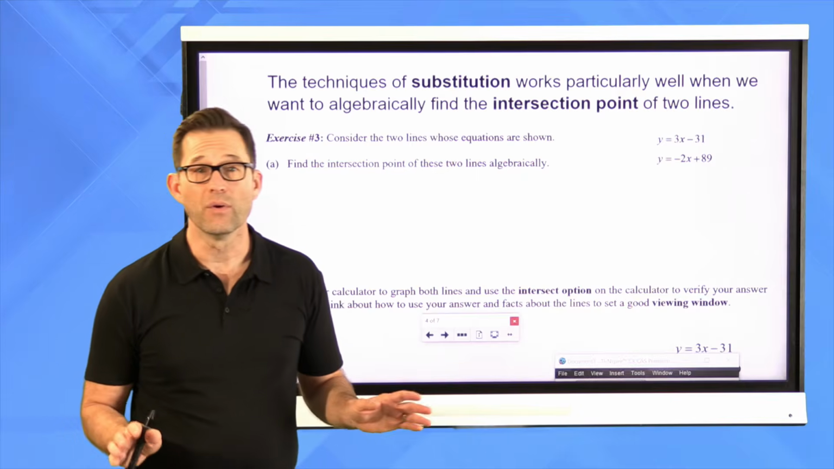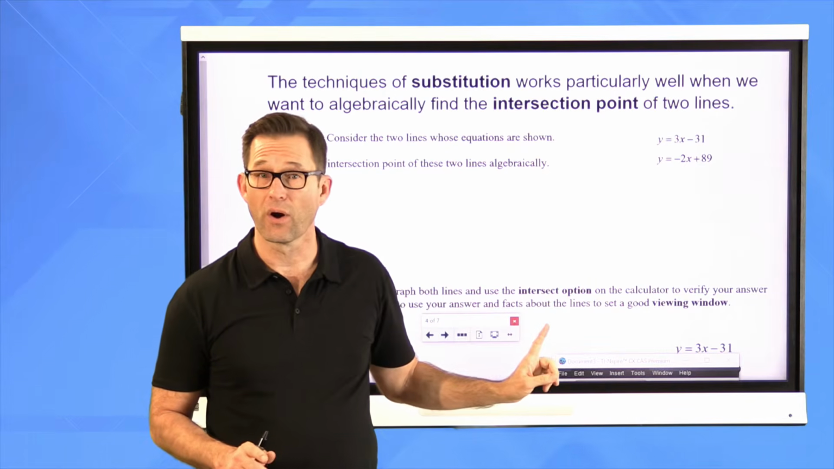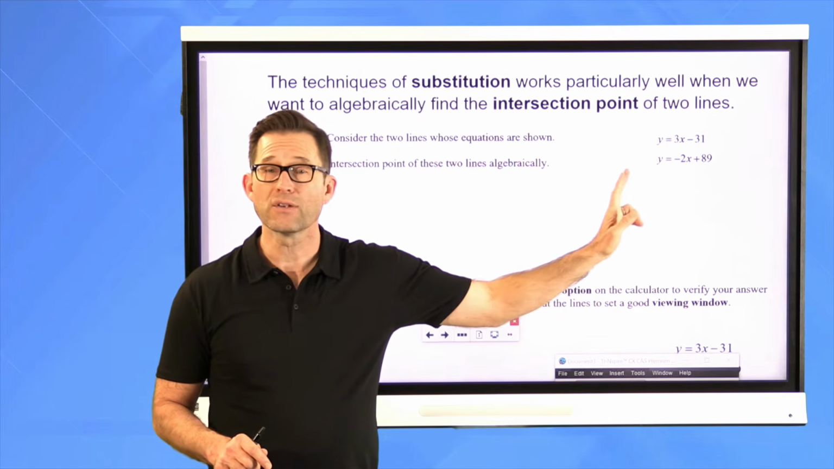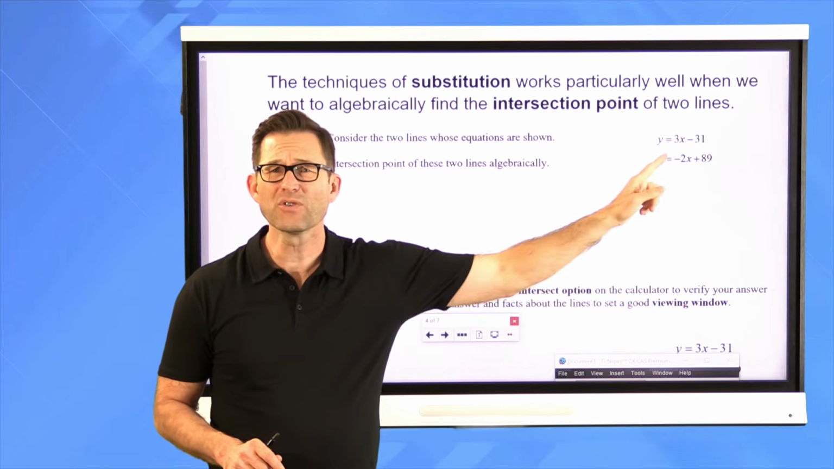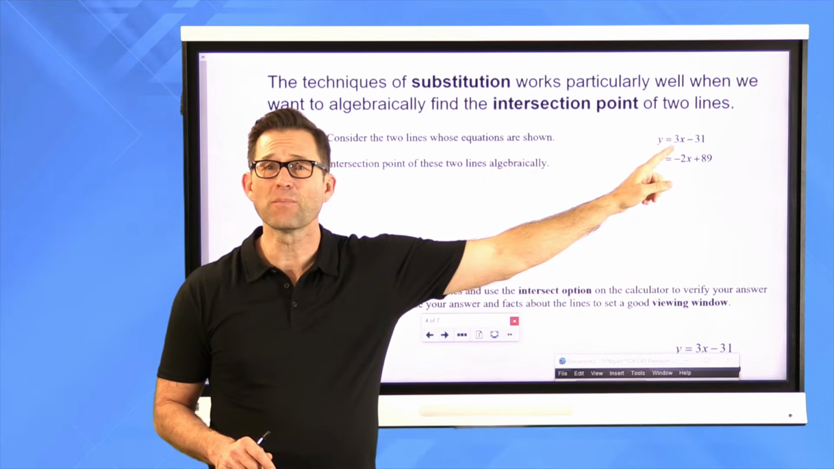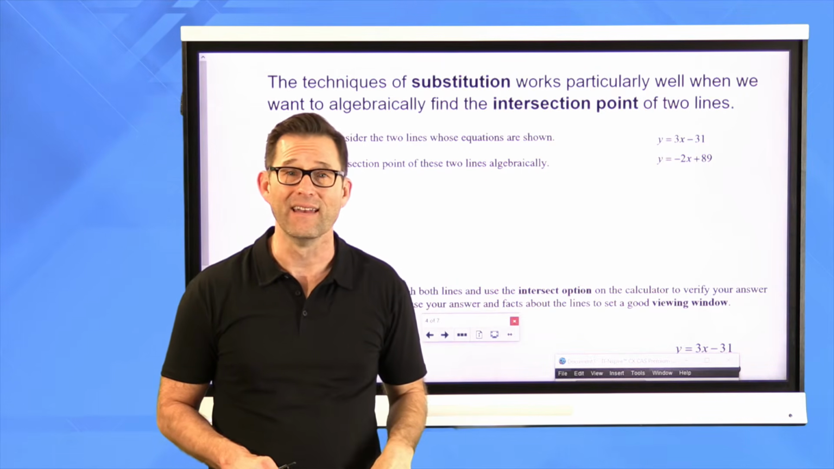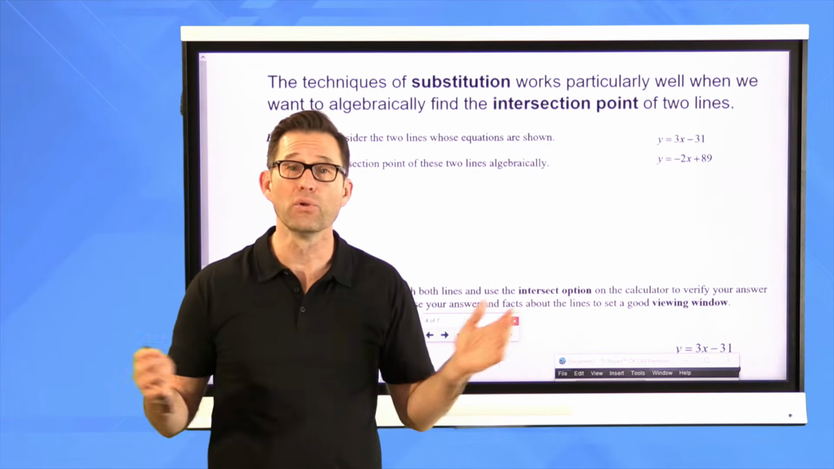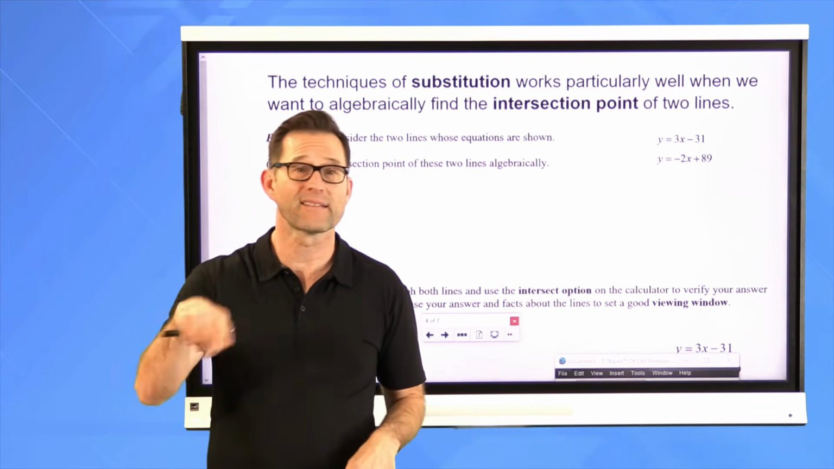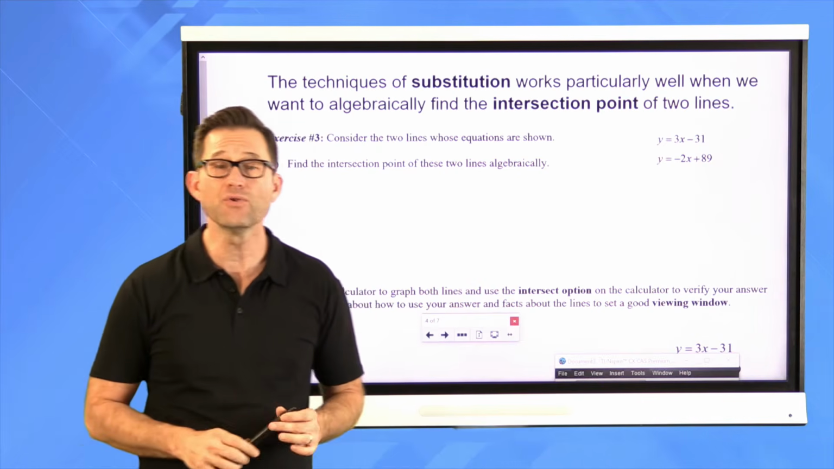Now, side note, you can imagine, without using your graphing calculator, which we will in a minute in letter B, how ugly that would be to try to do by hand. I mean, this first line has a y-intercept of negative 31, and that second line has a y-intercept of 89. I can't even imagine taking out a blue piece of graph paper and drawing axes on it, that'd be nuts, right? But solving it by substitution is pretty easy.